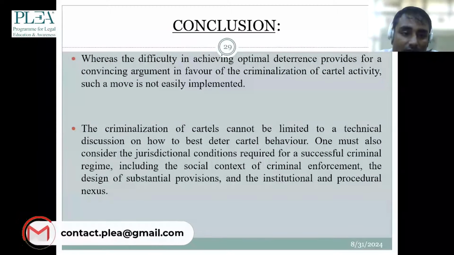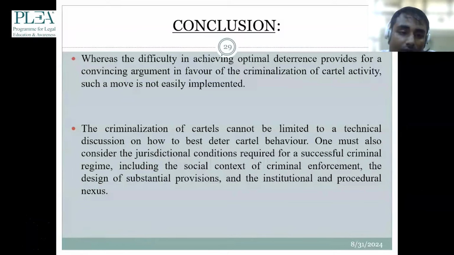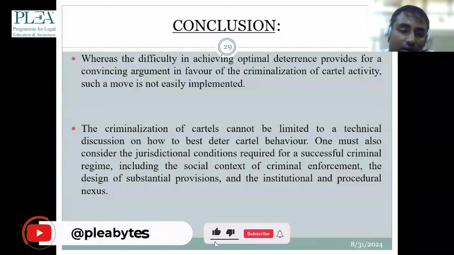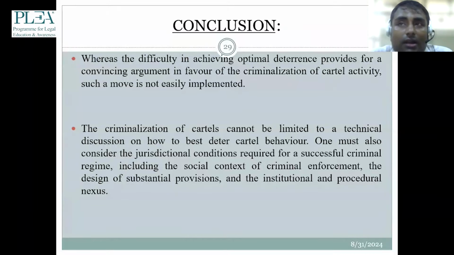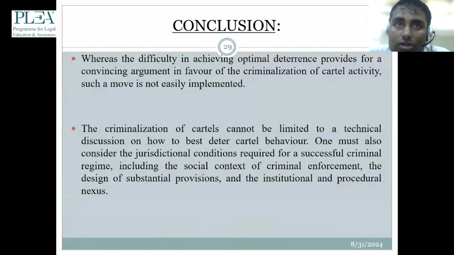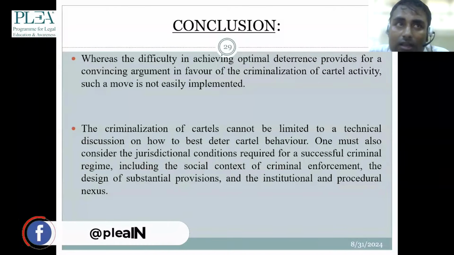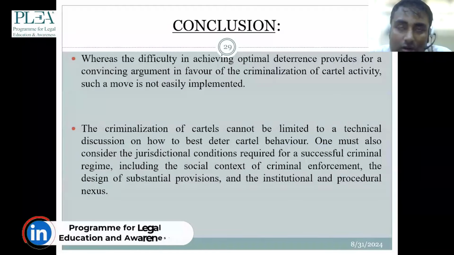So in my concluding remarks, I can say that whereas the difficulty in achieving optimal deterrence provides a convincing argument in favor of the criminalization of cartel activity, such a move is not easily implemented. So in India, what is required is to make the act of cartel a criminal act. If you go into the Competition Commission of India Act or competition law, you can find that rights have been given, competition advocacy provisions have been added, and many chances have been given to law schools to increase education relating to competition law, to conduct events like debate competitions, moot court competitions, and many other events.